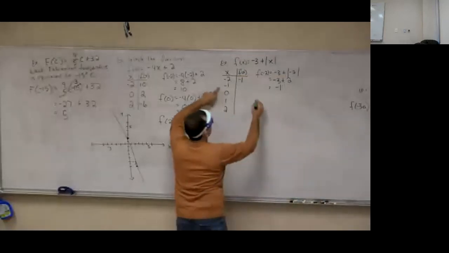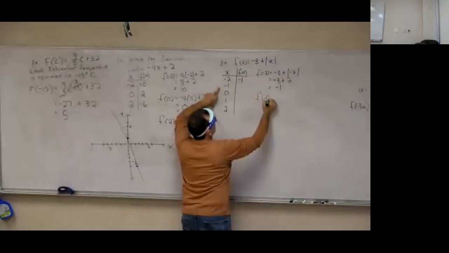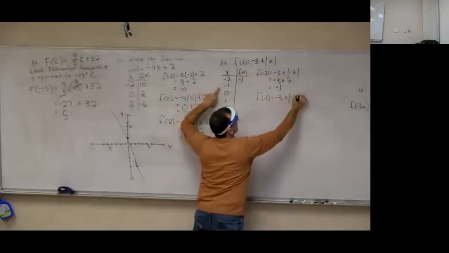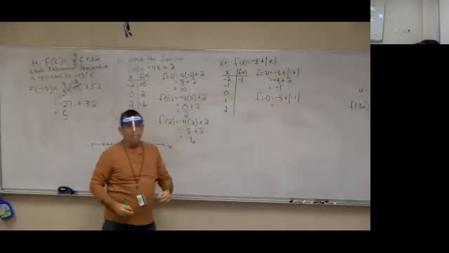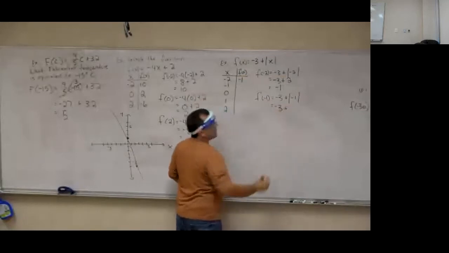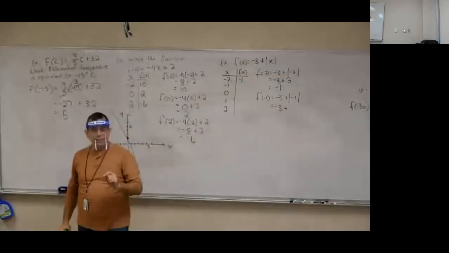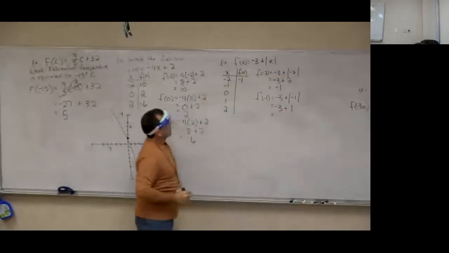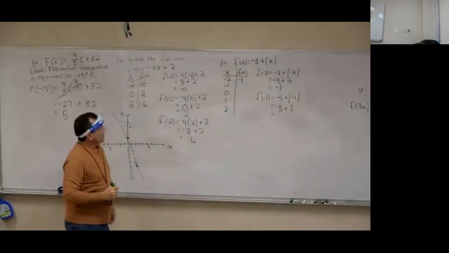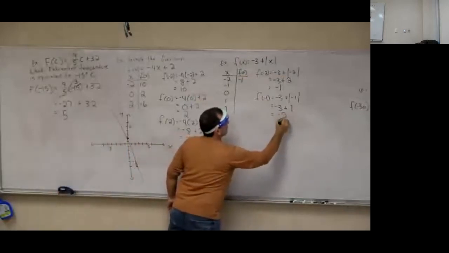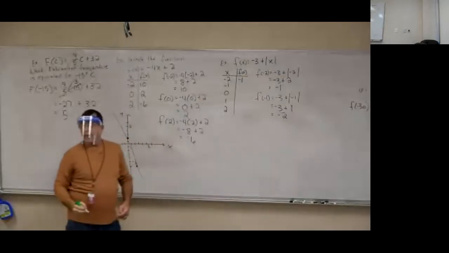Now I already got an f of negative 1. So that'll be negative 3 plus absolute value of negative 1. I'm going to bring my negative 3 down. Absolute value of negative 1 is 1. And then we got what, negative 3 plus 1? That will give us a negative 2.